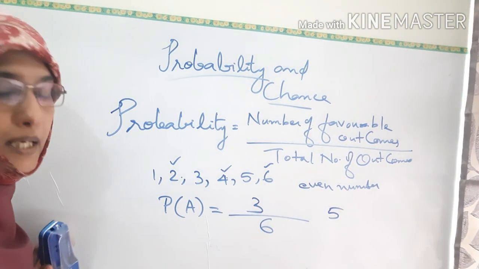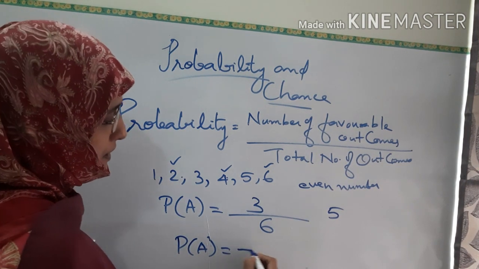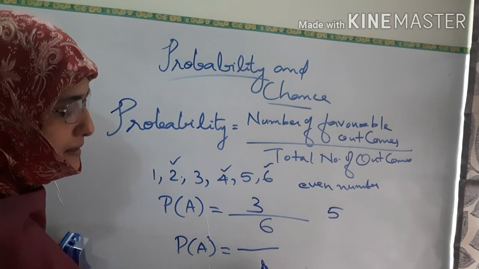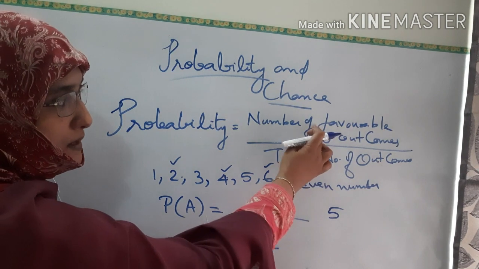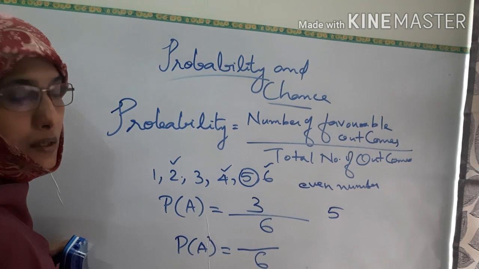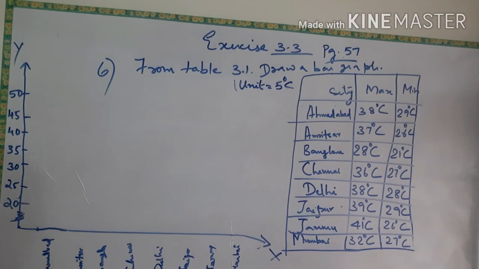Now another question they can ask: what is the probability of getting the number 5? Probability of getting number 5. What is the denominator there? The denominator is 6. The total number will never change. The numerator, your favorable outcome, will change. Here you want to get the number 5. How many number 5s are there? Only 1. So it will be 1 by 6.